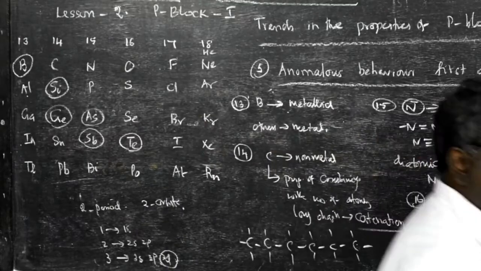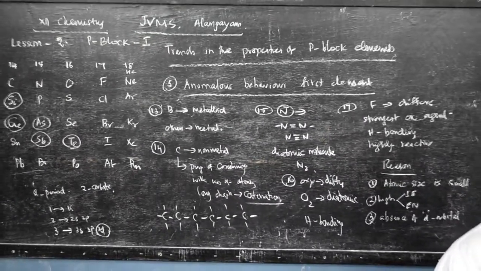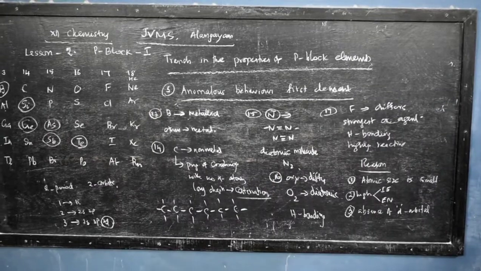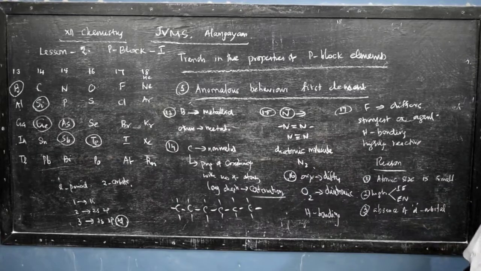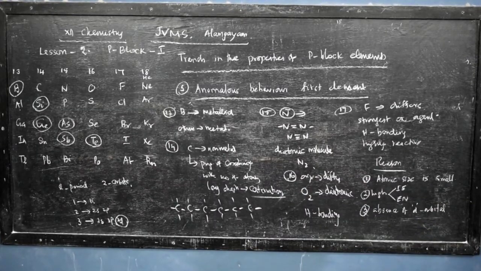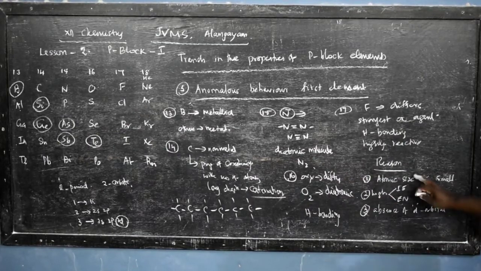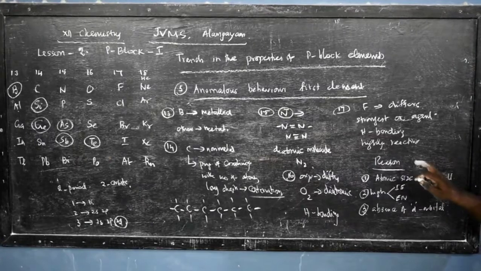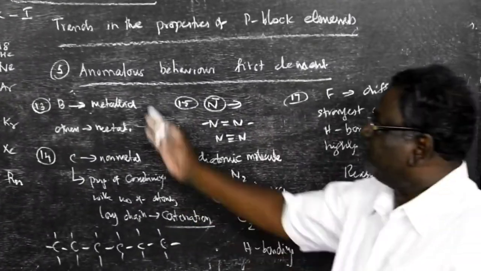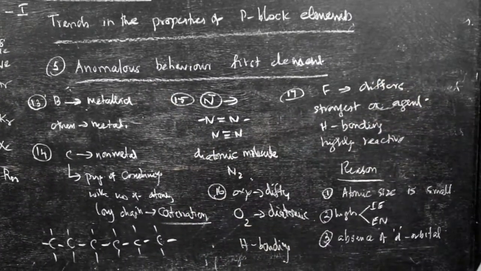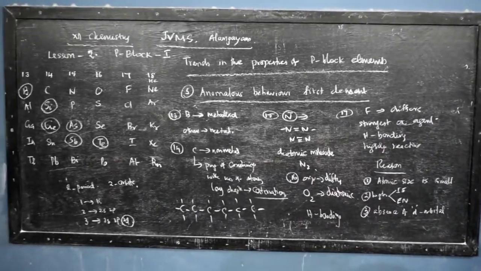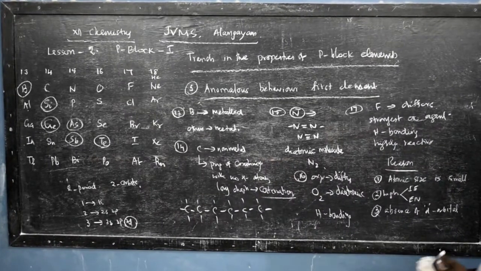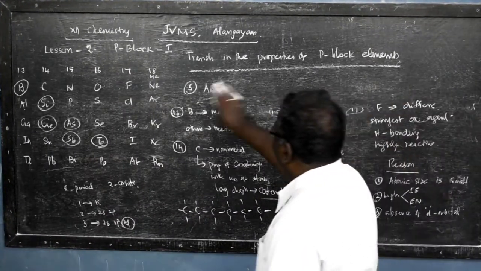Therefore, there is no extension of valency. There is no possibility of electron transition from the s and p orbital to the d orbital. This is the other reason why it is not capable of increasing its valency. Right? These are the 3 main reasons for the anomalous behavior of the first element found in the p block. So this is the 5th aspect. Then we go to the 6th.